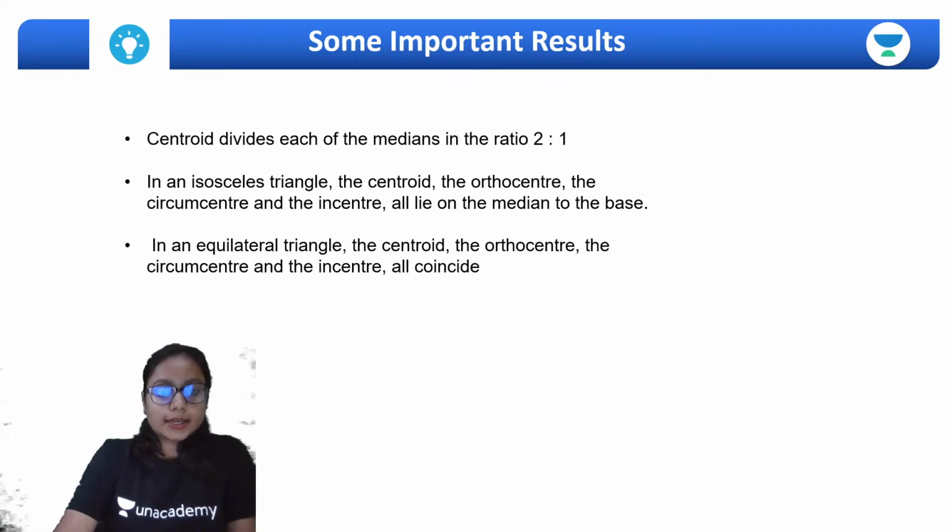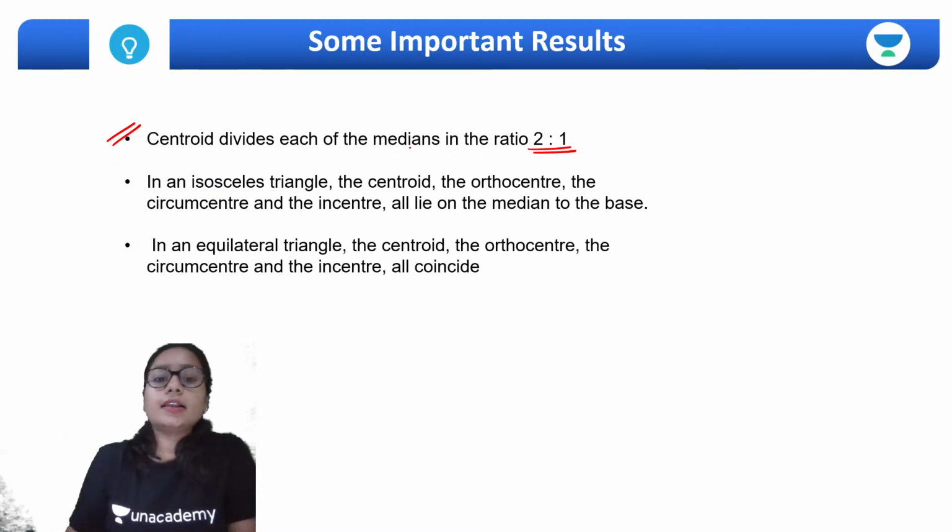All right. Now, centroid divides the medians in the ratio 2:1. In an isosceles triangle, the centroid.